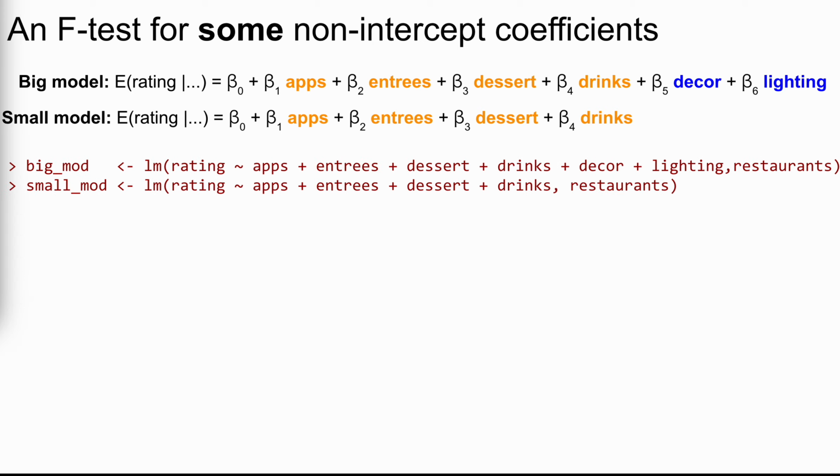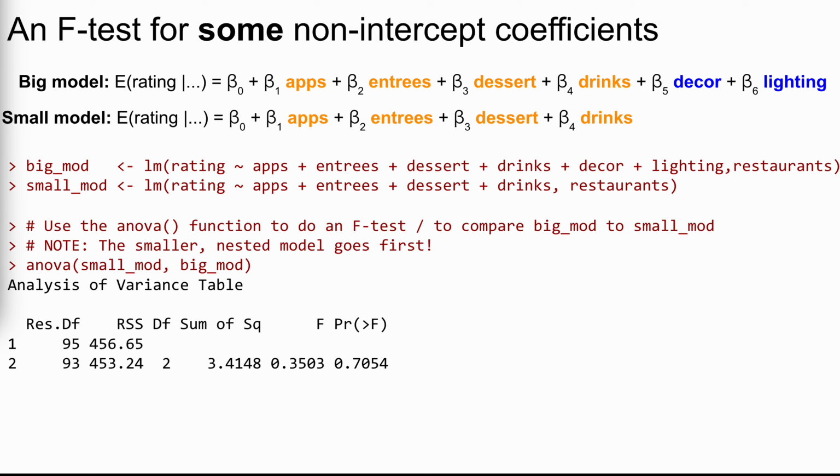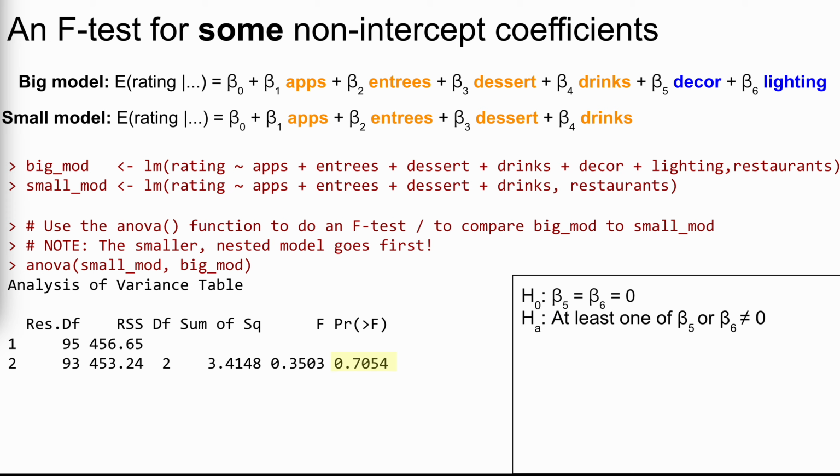So we need some new R code. First, we need to fit two big models. Our original big model that includes all covariates of interest and the still big but smaller nested model that removes the decor and lighting terms. We can then compare these two models using the ANOVA function. Notice that we supply this function with two pieces of information. First, the smaller model, and second, the bigger model to which we're comparing it. And the order here is important. Small model, big model. And the last row and column highlighted here contains the p-value for our hypothesis test.